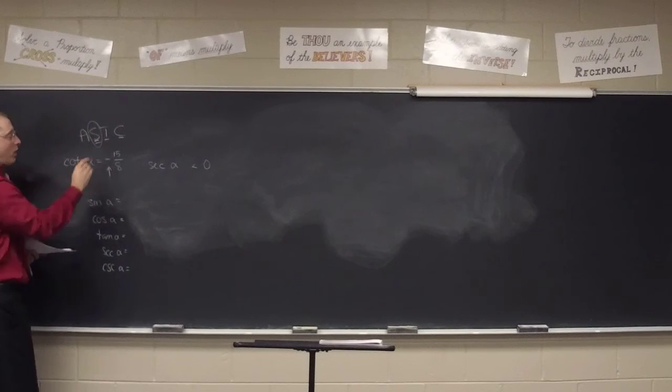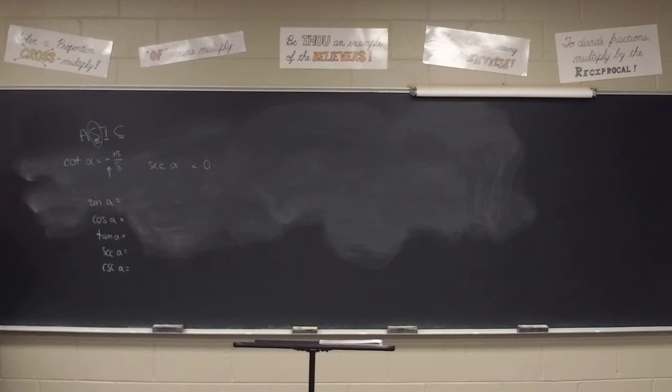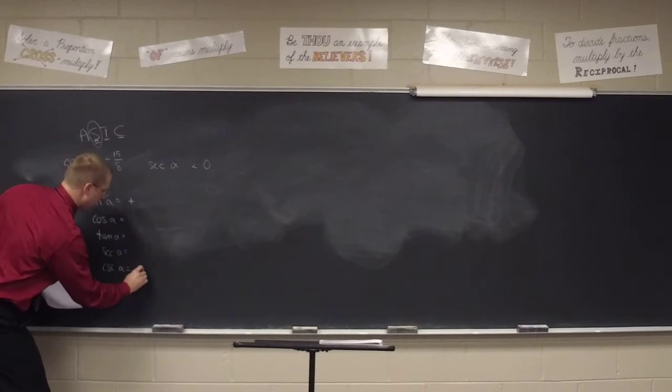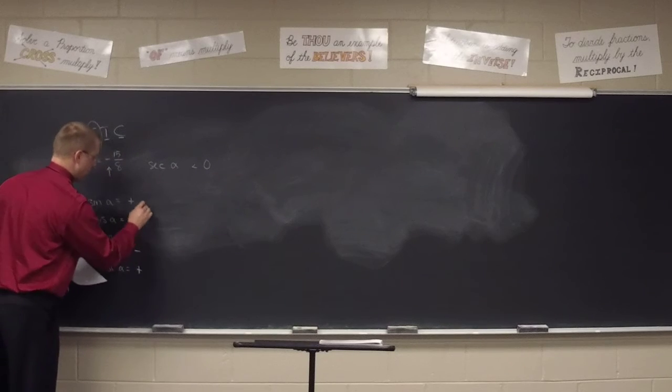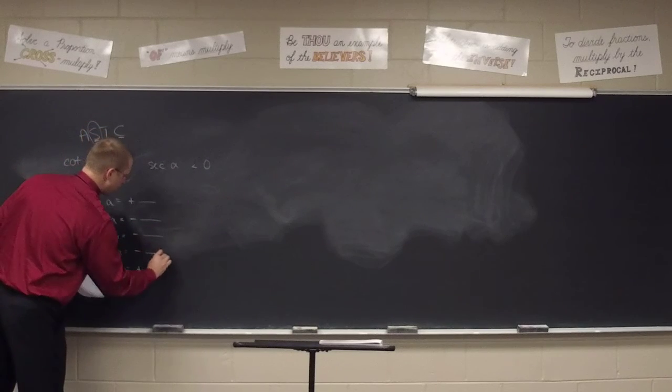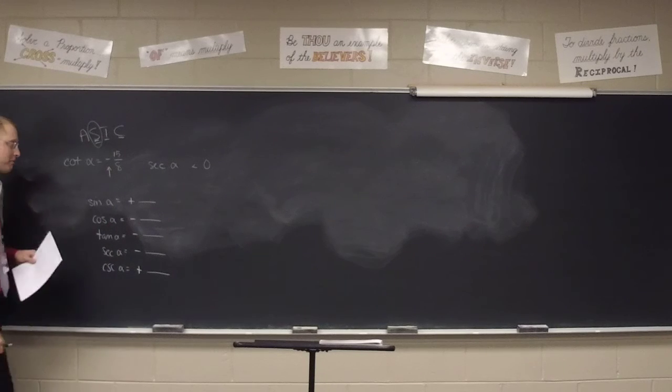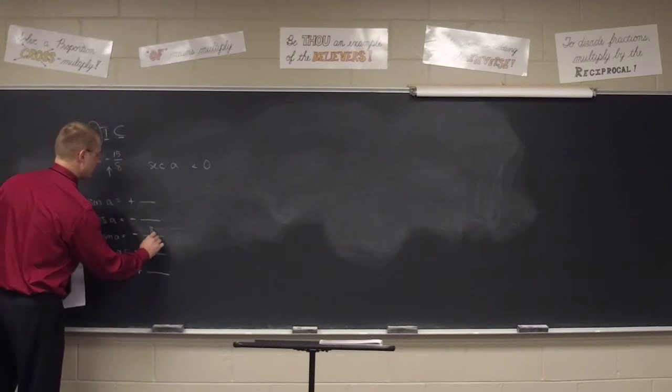That means clearly we're in quadrant 2, where only sine and cosecant are positive. Everybody else is going to end up being negative. We could go ahead and get one of these ratios just like that. The tangent, of course, is going to be negative 8 over 15.